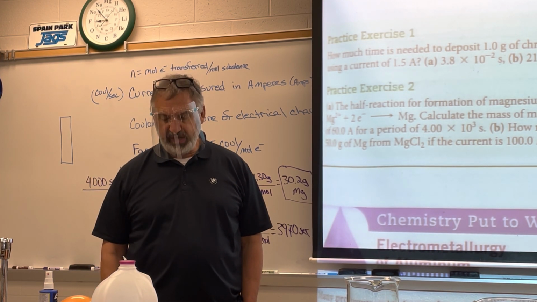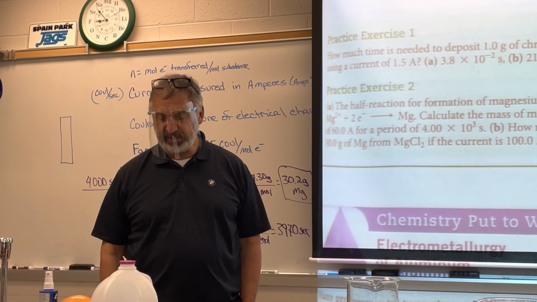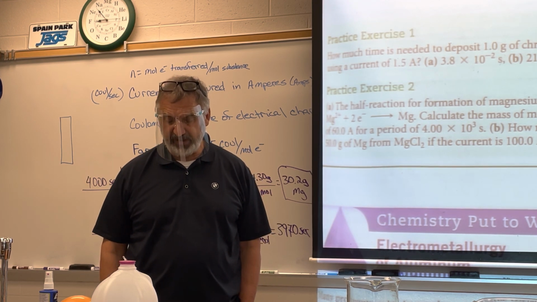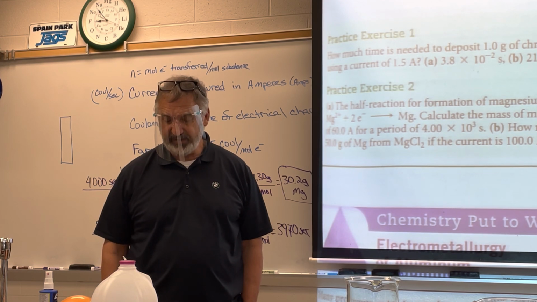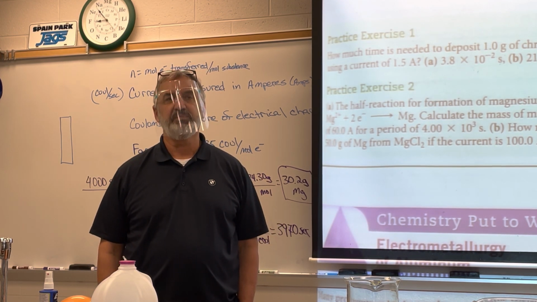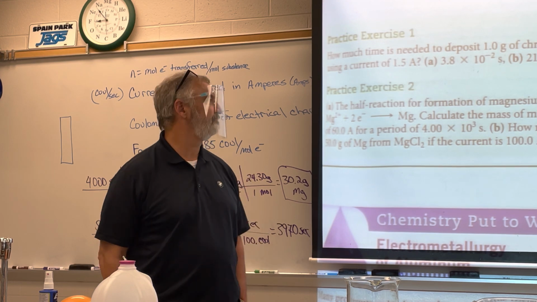A solution of M(NO3)2 is electrolyzed when a constant current of 2.5 amps is applied for 35 minutes. 3.06 grams of metal M is deposited. Calculate the molar mass of M. That's something different. What's molar mass?